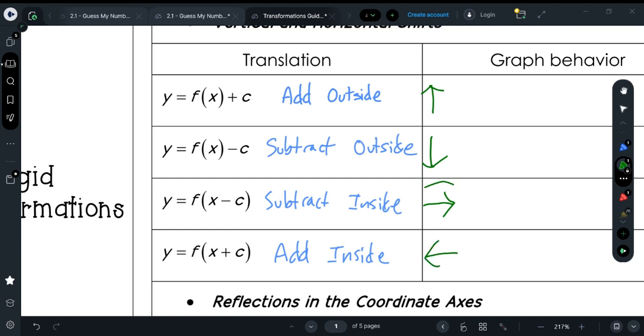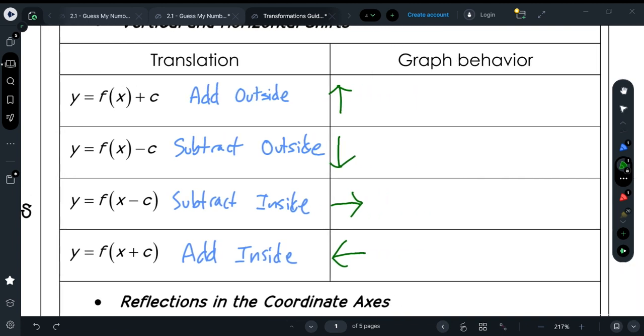Now, these ones here are a little backwards from what you might think. Because you might think, okay, if I'm subtracting, that's negative. If I'm going left to right on the x-axis, to the left is negative. Okay, but this actually works backwards from what you think. When you subtract on the inside, it doesn't move the graph to the left, it moves it to the right. So I just want to make that clear.